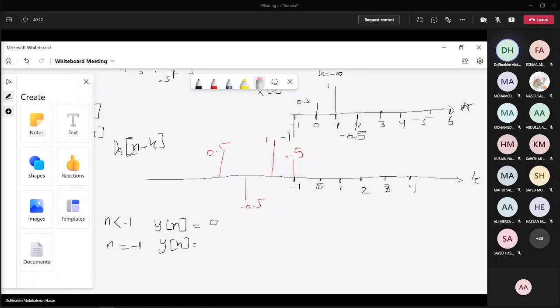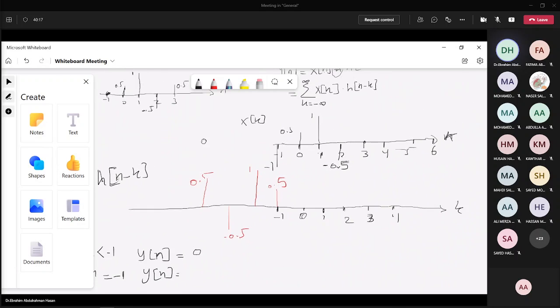Okay, now again apply the same formula. Multiply these two and take the summation. So multiply these two together. After 0, all of them are multiplied by 0, so it is 0. And before minus 1, which is at minus 2, all these are again multiplied by 0. So we just have this multiplied by this one, which is minus 1 multiplied by 0.5. So then it is equal to minus 0.5.